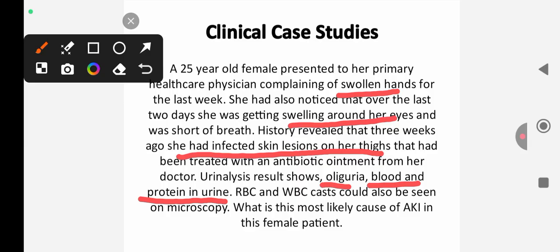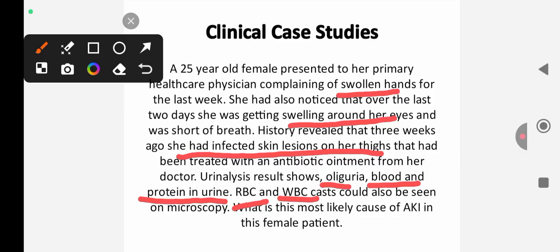So you are seeing blood and protein in the urine. You are seeing red blood cell and white blood cell casts. So you are not seeing muddy urine, so this is not acute tubular necrosis. You are not seeing eosinophils or rash or fever. This is not interstitial nephritis. This is classical glomerular nephritis caused by an infection, streptococcal infection.